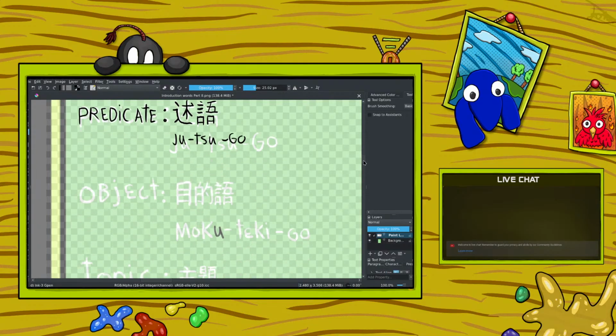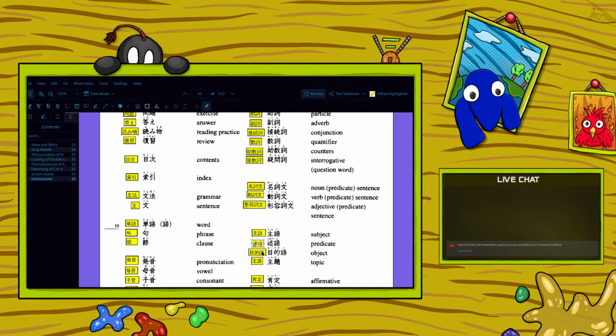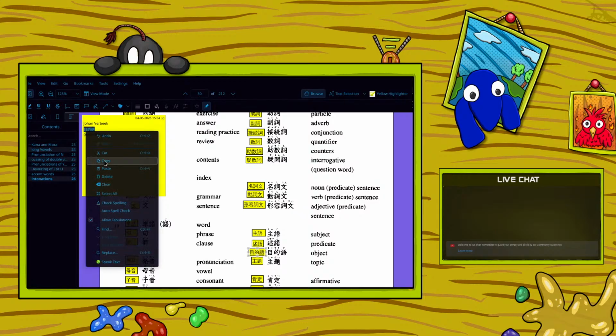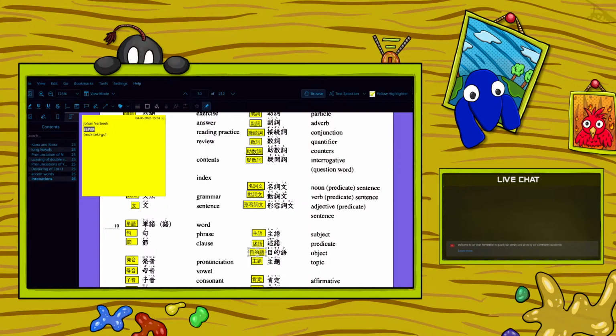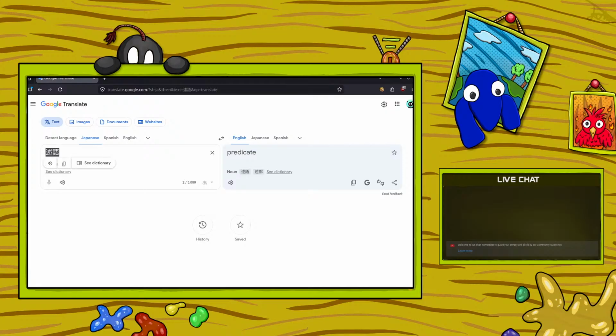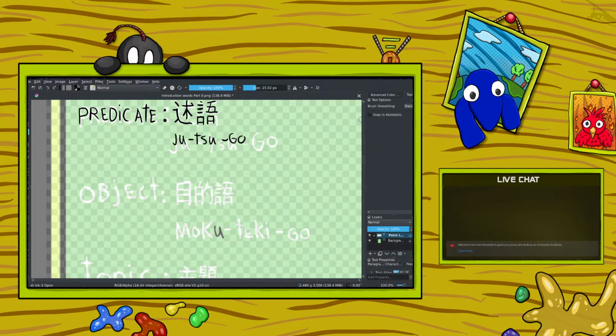Alright, now we're going to go to object, which is then, of course, mokutekigo. So let's go to that. So let's see if that is correct. I'm sure it is, so 目的語, yes, mokutekigo. So the U is not spoken out. So we have object.